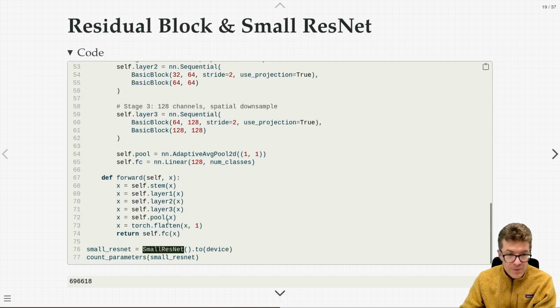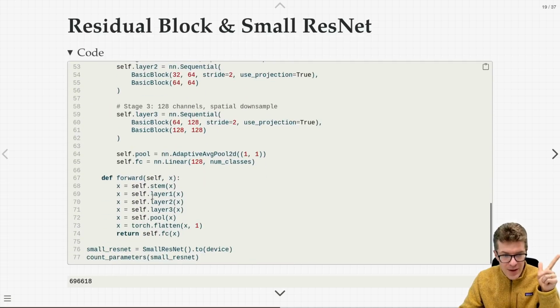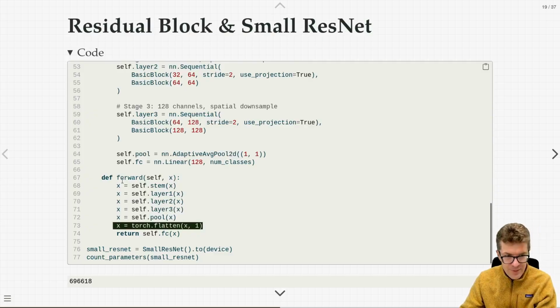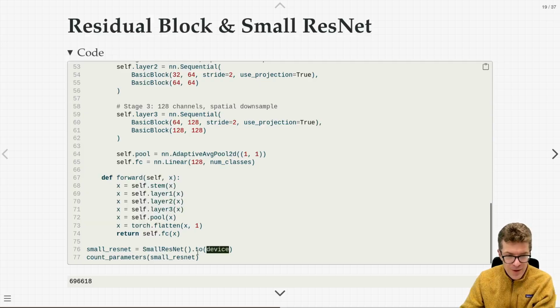So I have my small ResNet, and then I have my forward pass, which basically pushes everything through the stem, which is the initial input, and then through the three ResNet blocks, and then finally the pool, where I pass everything through the average pooling at the end, and then I flatten to do my output. So forward is a forward pass, as you remember. I push my small ResNet to my device if it exists. I can count my parameters. I have way more parameters, about 700,000 now with my ResNet. Solving the parameterization wasn't the main task.